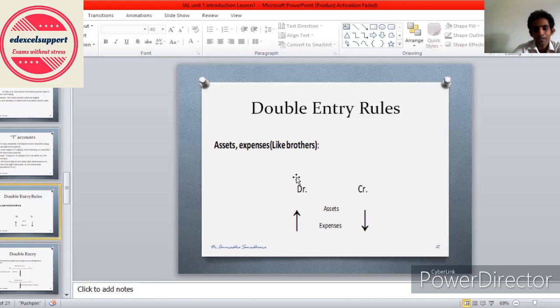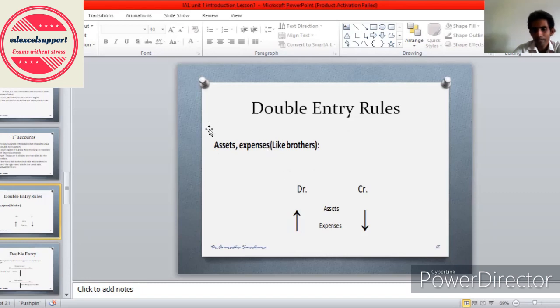when they increase, they will be debited. Asset increases, the relevant asset account will be debited. Expenses increase, the relevant expense account is debited. In the same way, asset decreases, the relevant asset account will be credited. Expenses decrease, the relevant expense account will be credited. That's the first important rule you have to remember.